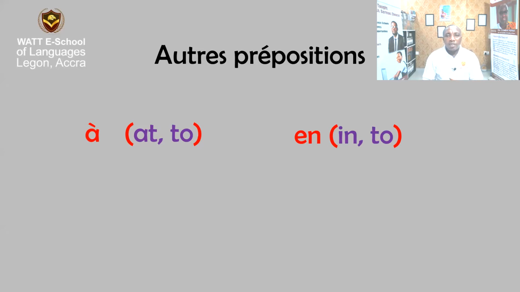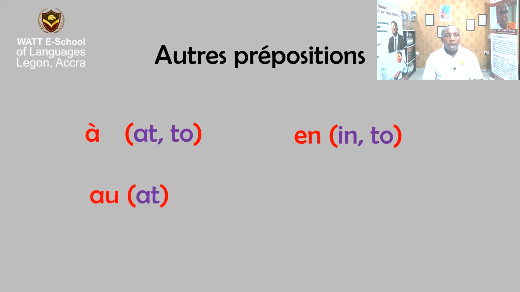It means in or to, depending on the context, like: je vais en Côte d'Ivoire. It's when the noun is feminine that you use en. Je vais en France. I am going to France. Or j'habite en Côte d'Ivoire. I live in Côte d'Ivoire. When it is a verb of movement, then you say to. But if it is not a situation where you move, you say in.